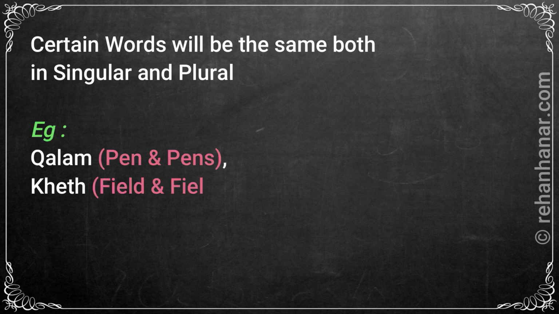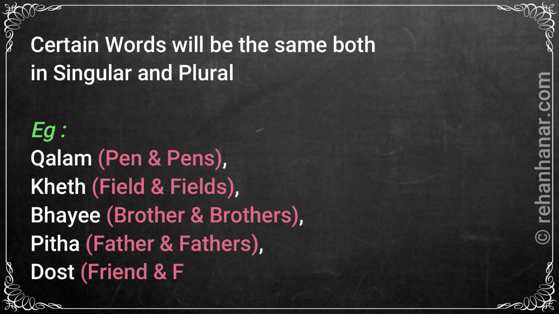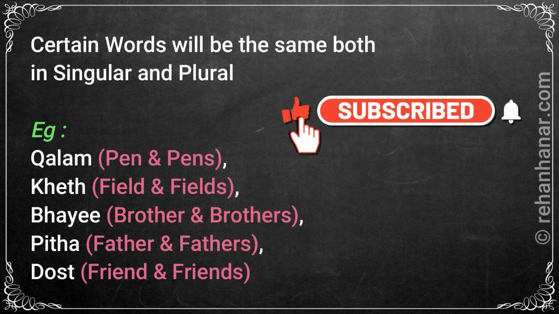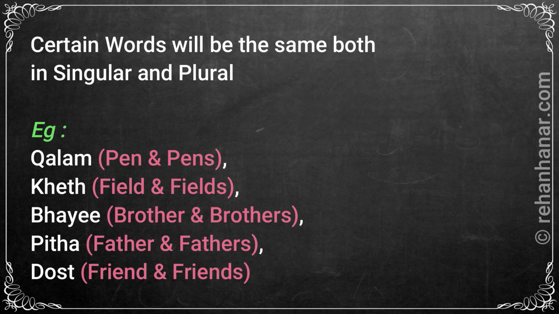Certain words will be the same both in singular and plural. For example, kalam, both for pen and pens. Khet, both for field and fields. Bhai, both for brother and brothers. Pita, father and fathers. Dost, friend and friends.